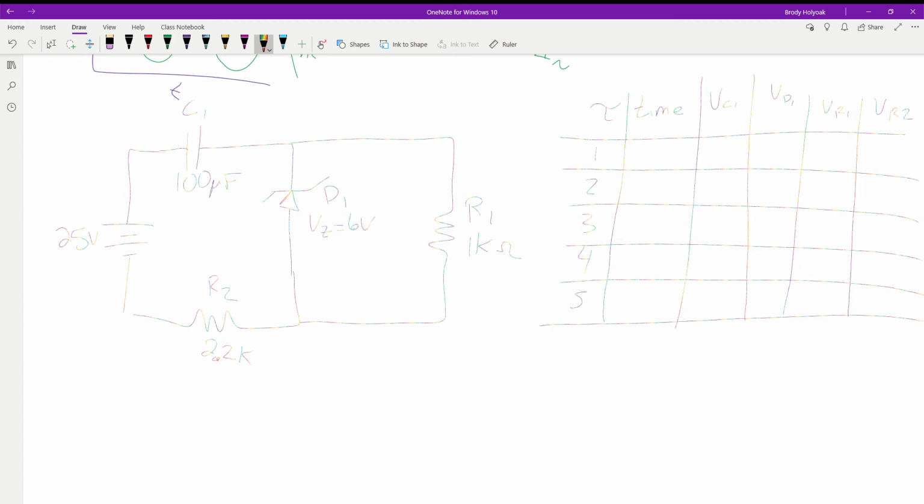So the first thing we need to solve for is what? Tau. What is our tau? Our tau is the resistance times the capacitance. This capacitor is connected up to what resistors? R1 and R2. So that's going to be the total resistance that we take. So 2.2K and 1K, so we'll have 3.2K multiplied by 100 microfarad.